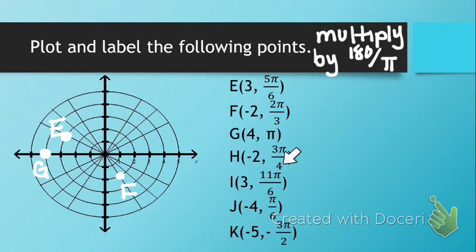So when we're talking about 3 pi over 4, so this is 1 over 4, 2 over 4, 3 over 4. That would be right here. But because it's a negative 2, I'm going to go backwards 2. So 1, 2 would be right there. And that's where H would fall.